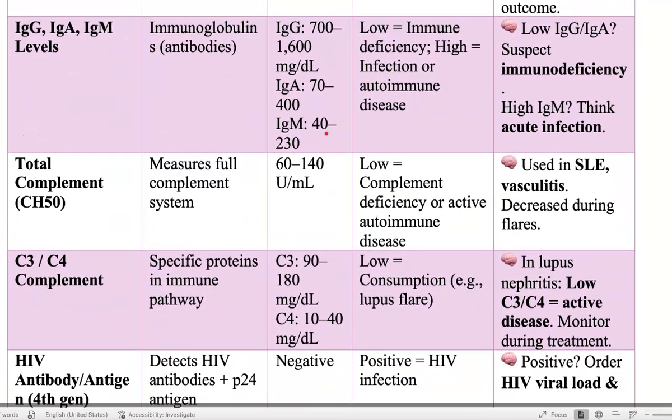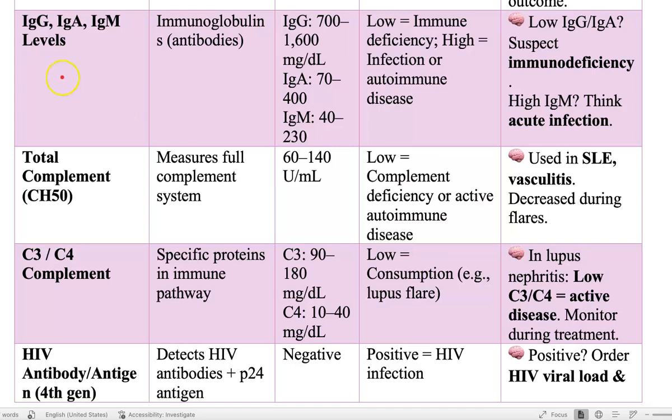So when we discover it early, we can do something about it. IgG, IgA, IgM levels, immunoglobulin antibodies. IgG 700 to 1600 milligram per dL, IgA 70 to 400, IgM 40 to 230. So low means we have immune deficiency. High means we have infection or autoimmune disease.